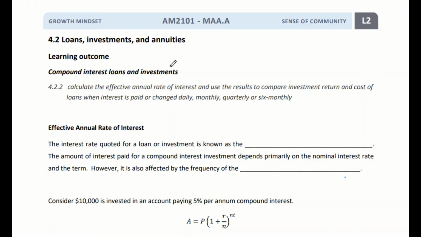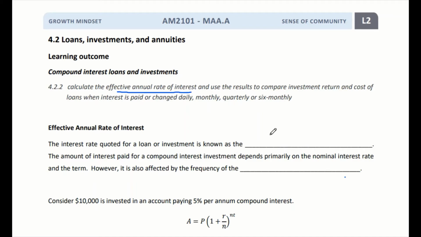Hi everyone, welcome to the second lesson for topic 4.2 loans, investment and annuities. For today's lesson, we are still under the subtopic for compound interest loans and investment, and there are some new things that we'll be looking at today, which is called the effective annual rate of interest.